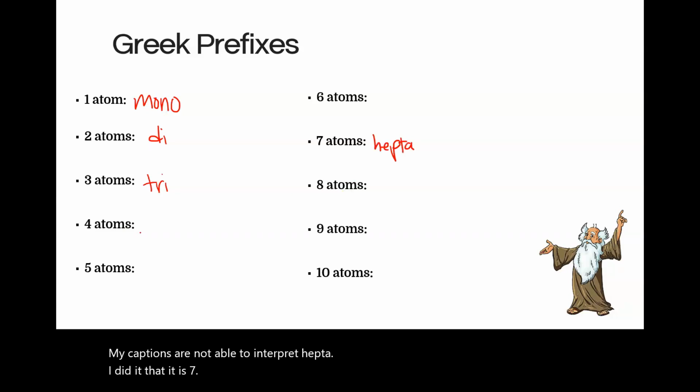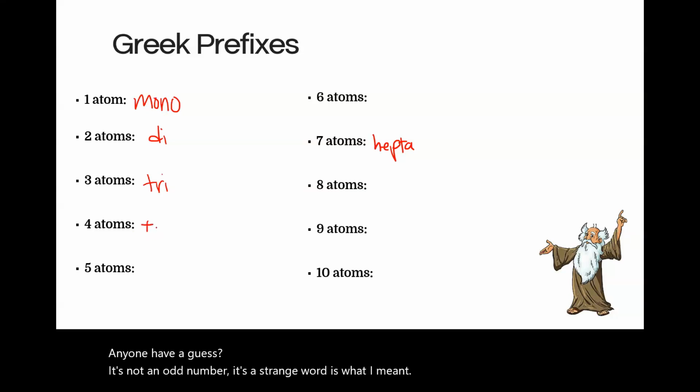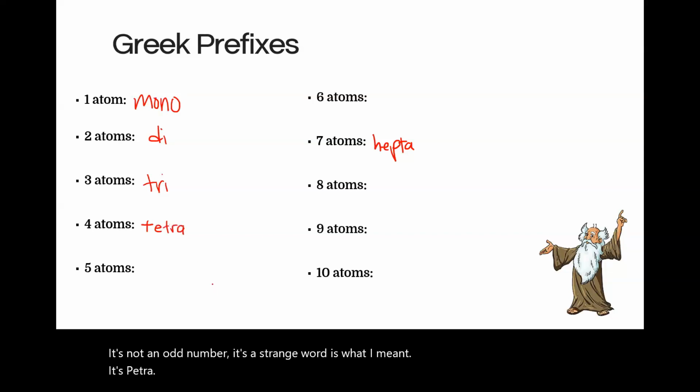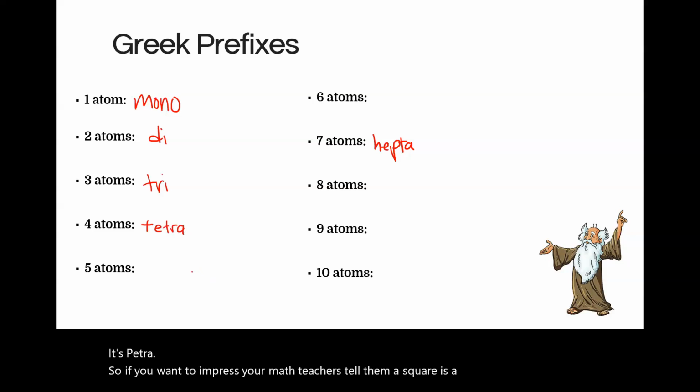4 is odd also. We don't use this word a whole lot. Anyone have a guess? It's not an odd number. It's a strange word is what I meant. It's tetra. So if you want to impress your math teachers, tell them a square is a tetragon, because it is. So is a rectangle, right? 4 sides.